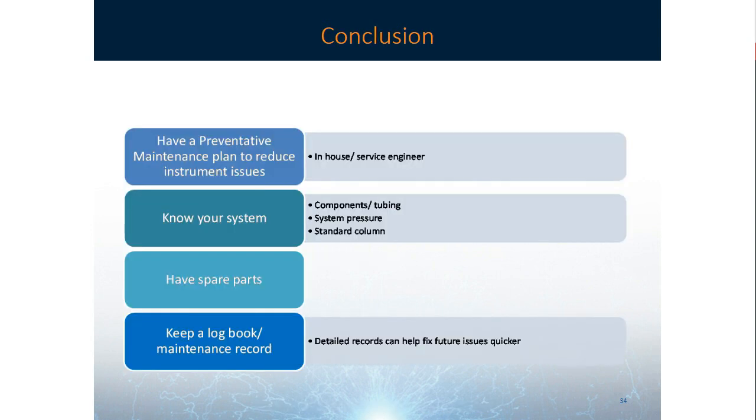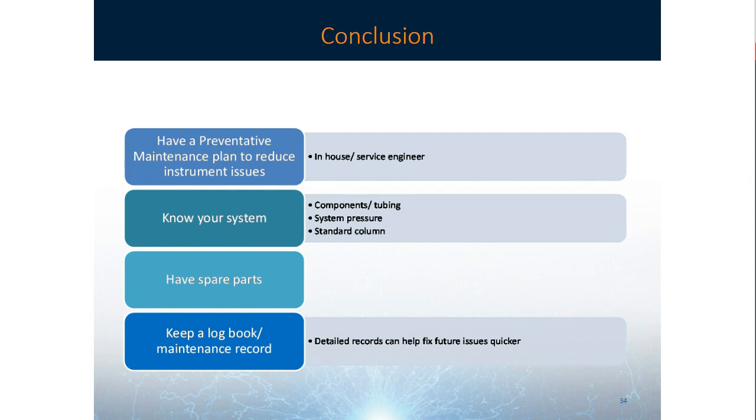So in conclusion, I would definitely say have a preventative maintenance plan to reduce instrument issues. Whether this is in-house or from a service engineer, I definitely recommend doing this at least every 6 months or every year. Being familiar with your system, knowing exactly what kind of ID tubings you're using, system pressure can go a long way as well. If you put a union on or even a restrictor coil we like to use, just knowing your system back pressure can really help you troubleshoot.